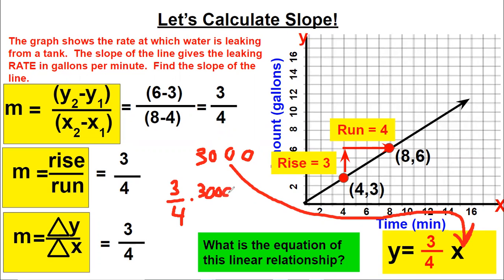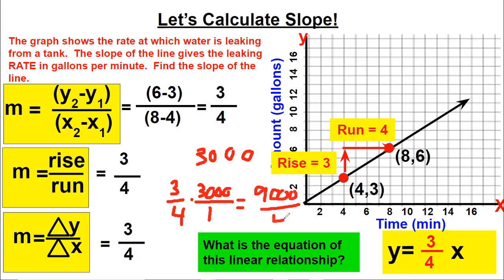And that would give me 9,000, because 3 times 3,000 is 9,000. Let me just erase my line here. That would give me 9,000 on top and 4 on the bottom. And then I would divide 9,000 by 4, and that would give me my y value.